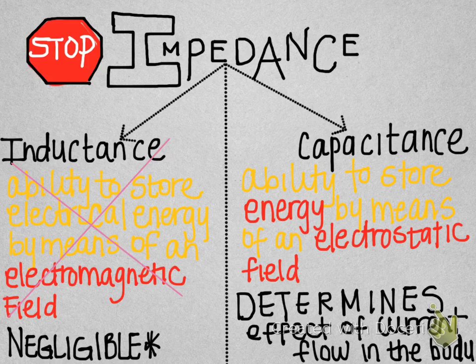Inductance relates to the ability to store electrical energy by means of an electromagnetic field. On the opposite end of the spectrum is capacitance, which represents the tissue's ability to store energy by means of an electrostatic field. When we're talking about electrical modalities and therapeutic intervention, we're worried about the tissue's capacitance. This determines the effect of current flow within the body. With inductance, we're not concerned too much, so the majority of what we'll talk about will relate to tissue capacitance.